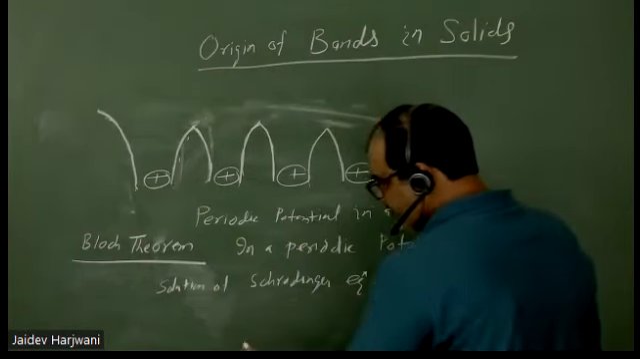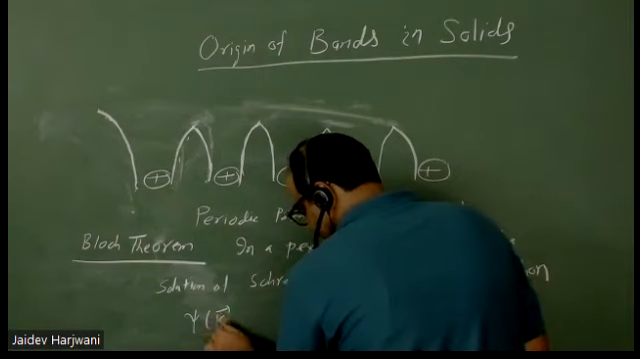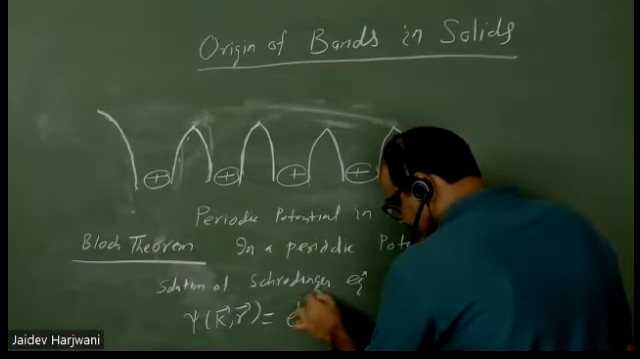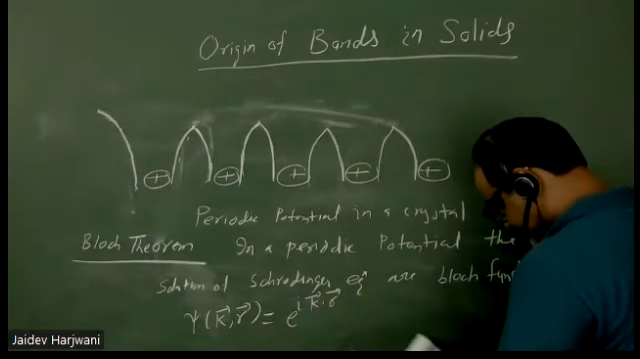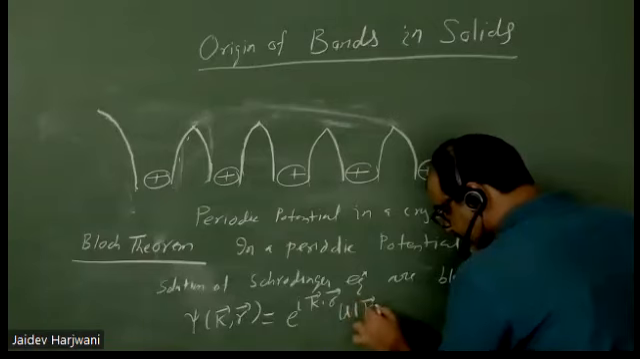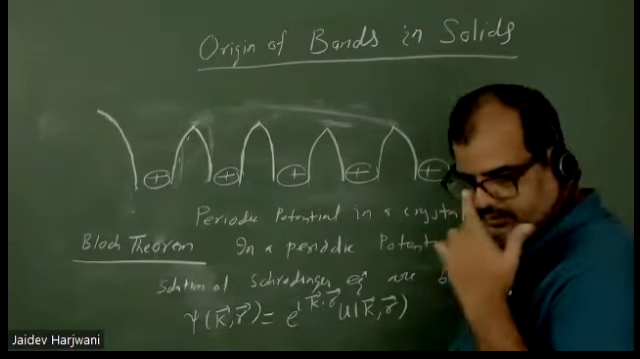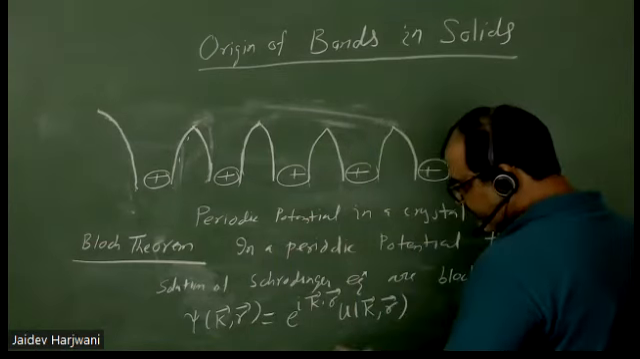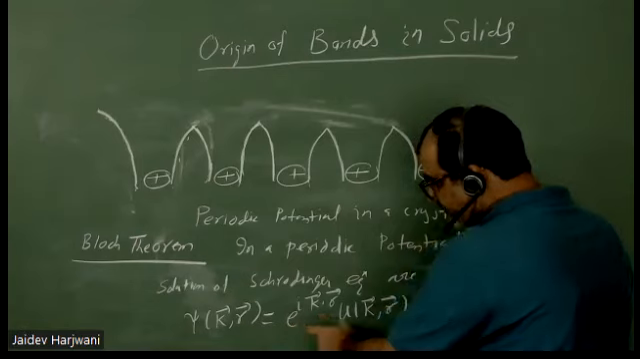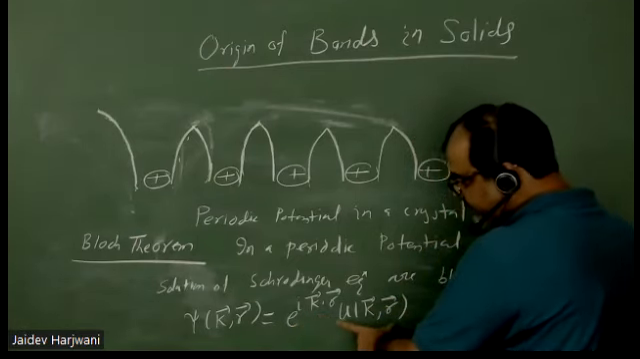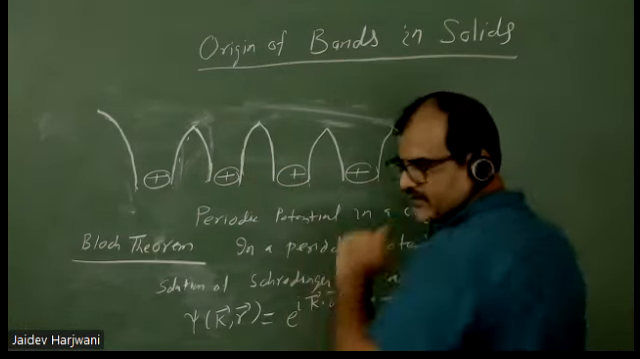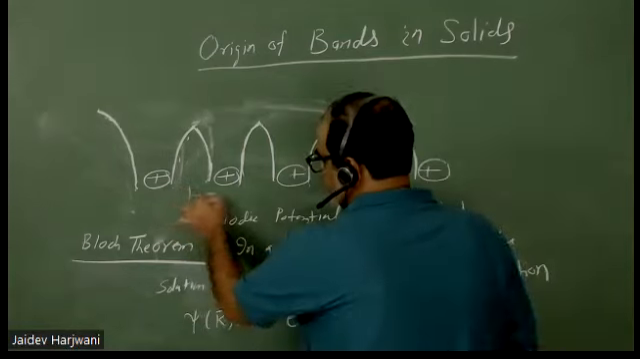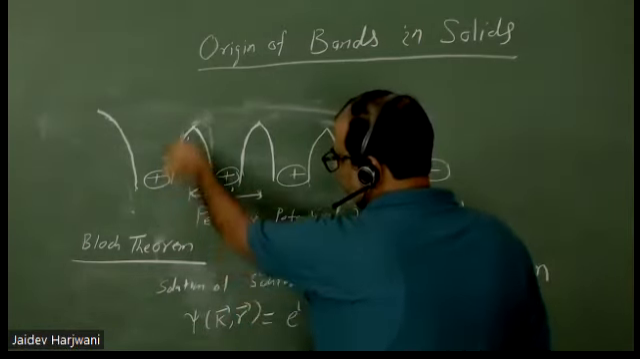Now what are Bloch wave solutions? Bloch wave solutions are given by psi_k(r) equals exponential i k r times u_k(r), the solution of the Schrodinger equation for a periodic potential. So that will be the multiplication of your plane wave solution, modulated by a function which has the same periodicity as your lattice.